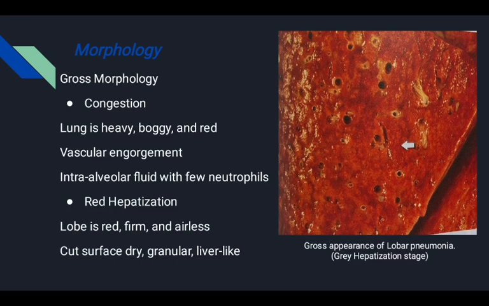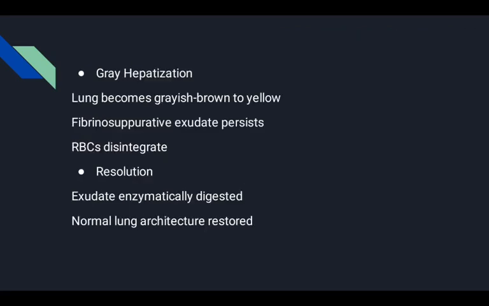In red hepatization, the lobe is red, firm, and airless. Cut surface is dry, granular, and liver-like. In gray hepatization, the lung becomes grayish brown to yellow, fibrino-suppurative exudate persists, and RBCs disintegrate. In the resolution stage, exudate is enzymatically digested and normal lung architecture is restored.